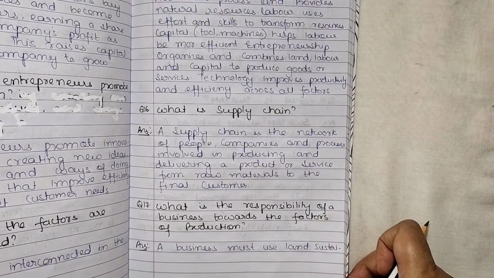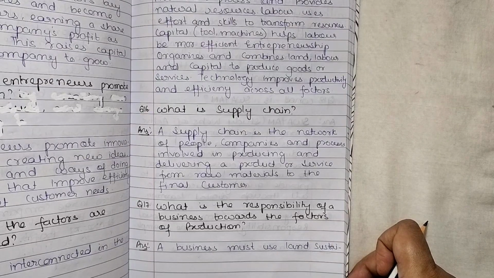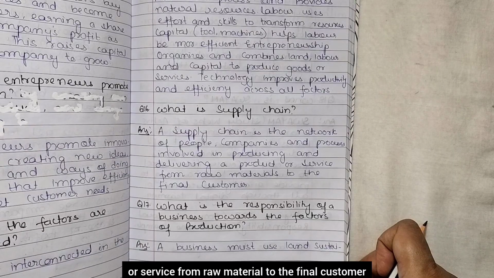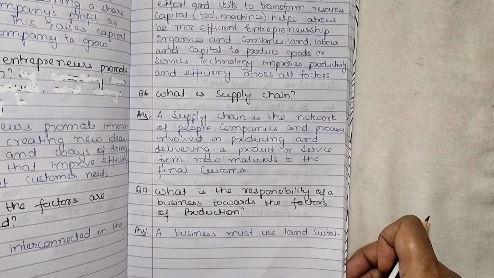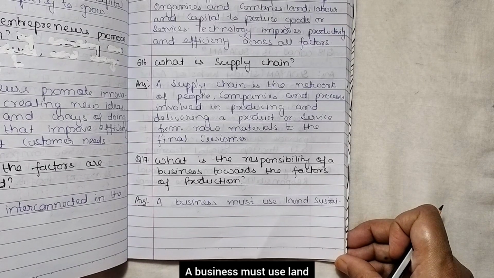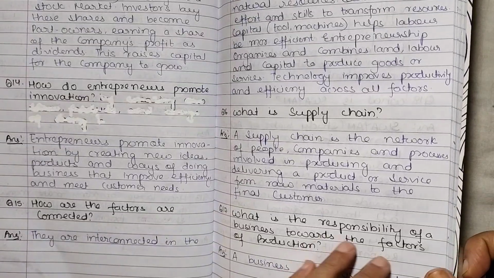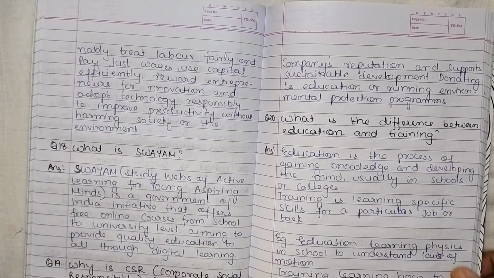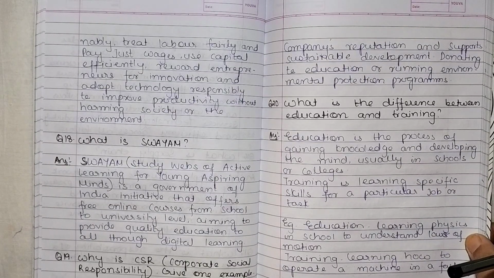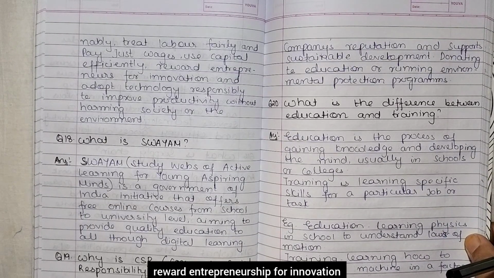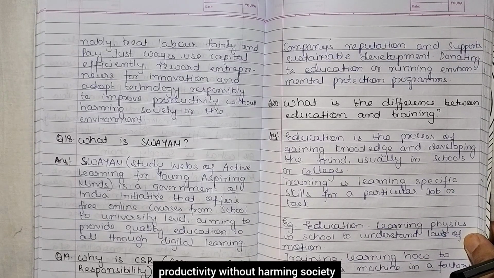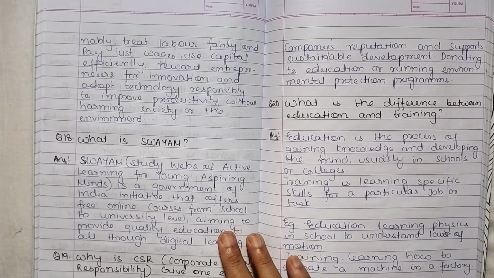What is a supply chain? A supply chain is the network of people, companies, and processes involved in producing and delivering a product or service from raw material to the final customer. What is the responsibility of a business toward the factors of production? A business must use land sustainably, treat labor fairly, and pay just wages. Use capital efficiently, reward entrepreneurship for innovation, and adopt technology responsibly to improve productivity without harming society or the environment.